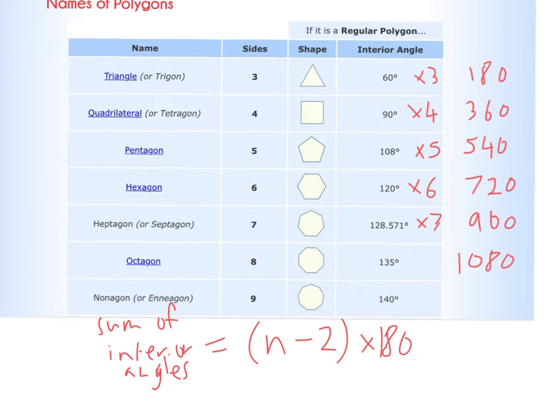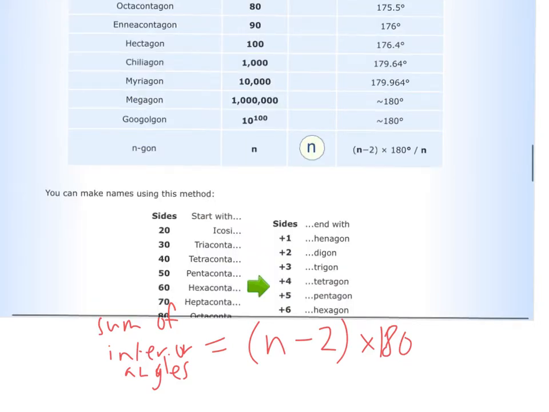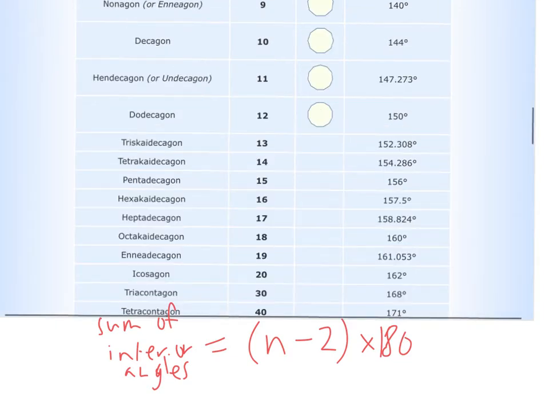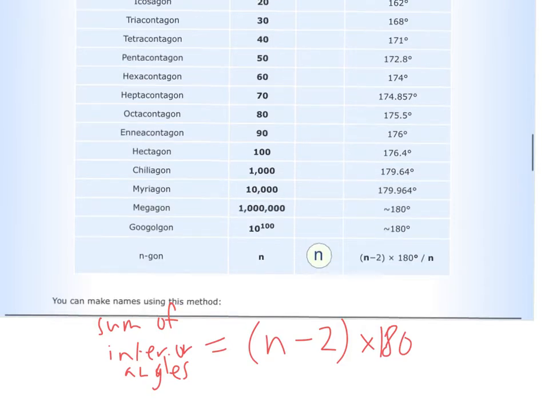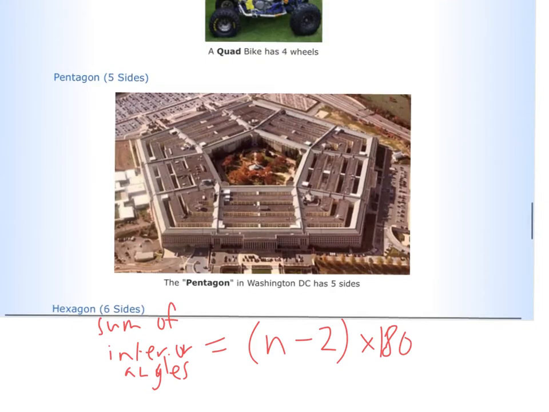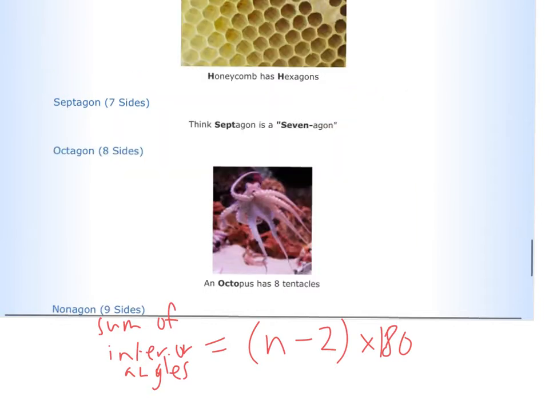And yeah, it keeps going on. Just some names, and you could pause it there if you want to have a look at any of those. Different countries may also have different names for some things too. Next, well, just some nice pictures. Pentagon, hexagon. Septagon's more of an American thing, we would say heptagon.